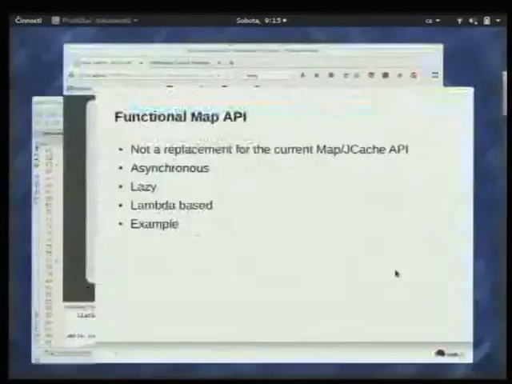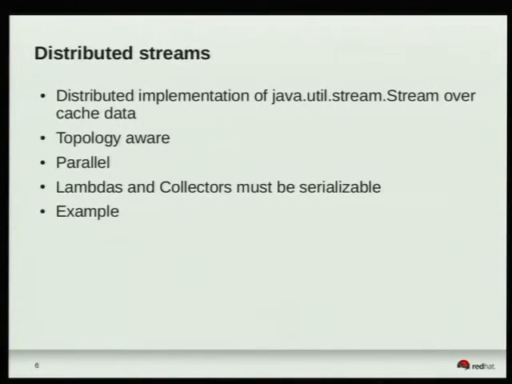Let's go a bit further. Another nice new API is the Distributed Streams API. If you're familiar with Java 8, you probably noticed the Java Stream API, and this is the distributed implementation of it. You will operate basically as you did with the normal Stream API, and Infinispan will distribute the work for you. It's parallel, it's topology aware, meaning that the jobs are targeted on the nodes where the data lives, and that's it. You're getting parallel execution out of the box. You don't have to configure anything.